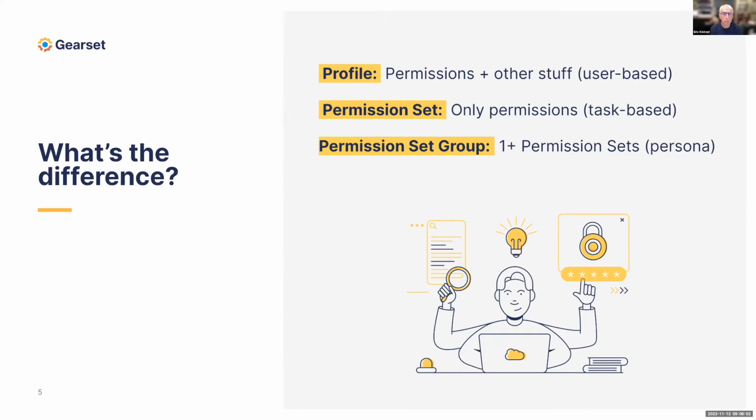Okay, so profile, collection of permissions and other stuff, generally user-based focused. Permission set, these are only permissions and they tend to be task-based, like can you run reports or manage folders or things like that, or CRUD on objects. And then permission set groups are collections of permission sets, and they should be thought of more as a persona. So hopefully if you work with Salesforce, you know all this stuff, and let's just move on.